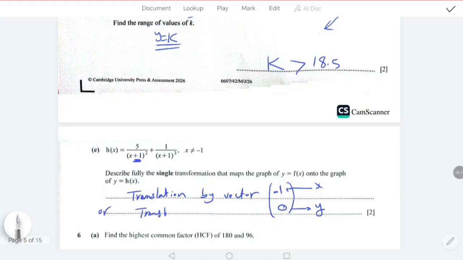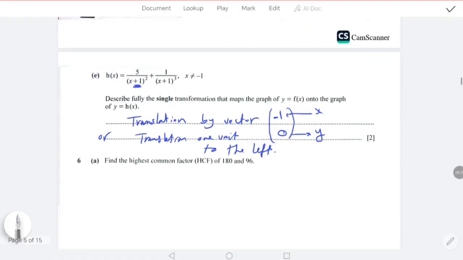Translation 1 unit to the left. Okay, so done with this main question. If you are searching only for this question, done. You may leave the video, no problem.